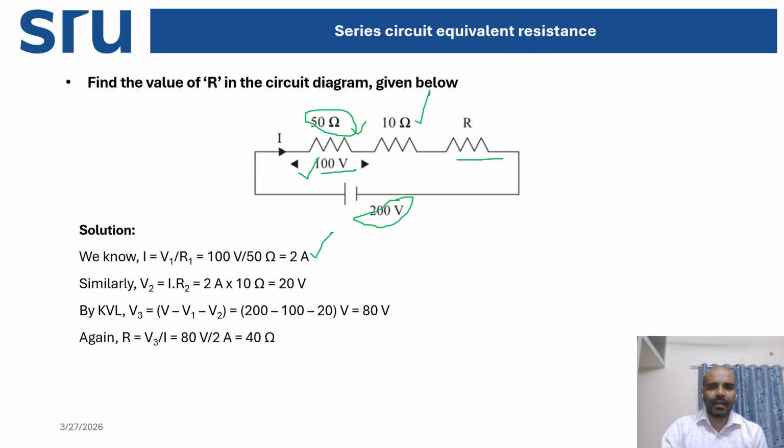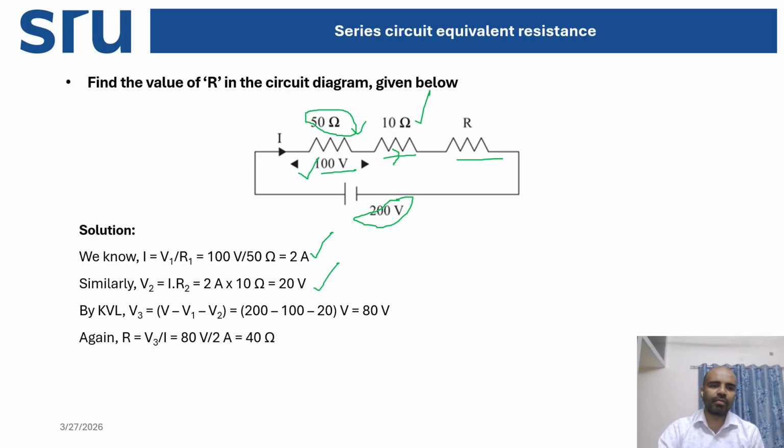Now as all these resistors are connected in series, the same amount of current, that is 2 ampere, is flowing through this circuit. So now we can easily calculate the voltage drop across this 10 ohm resistor, because the same 2 ampere current is flowing through this 10 ohm resistor. So the voltage drop across the 10 ohm resistor is IR2, that is 2 ampere into 10 ohm, that is 20 volt.